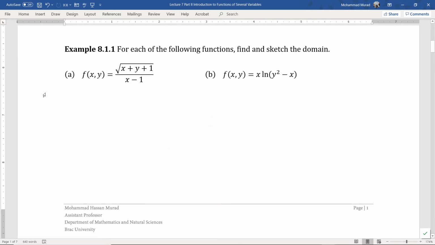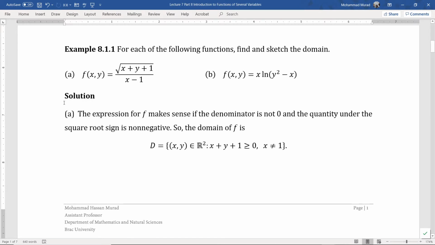Let's see an example. For each of the following functions, find and sketch the domain. Let's have a look at the solution. The expression for f makes sense if the denominator, x minus 1, is not 0, and the quantity under the square root sign, x plus y plus 1, is non-negative.